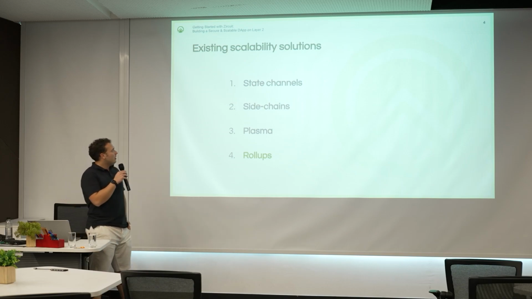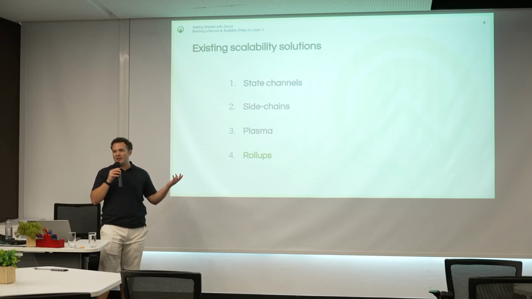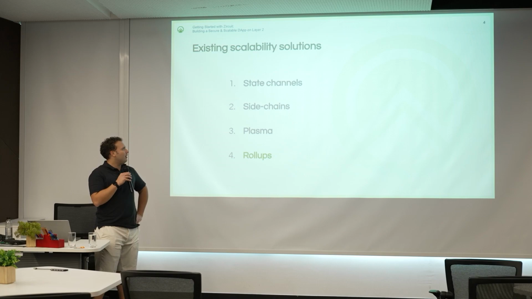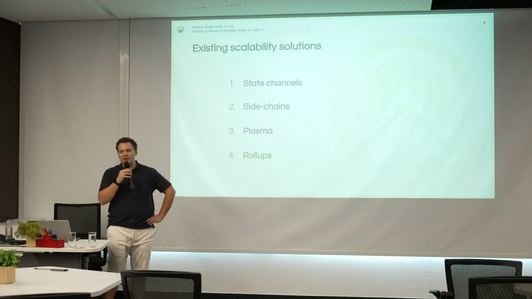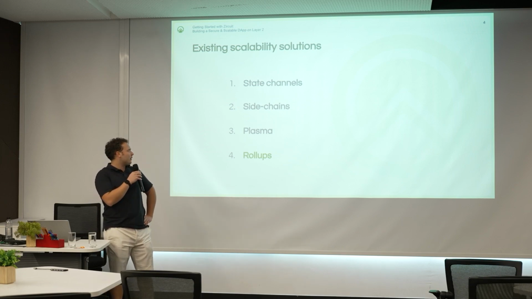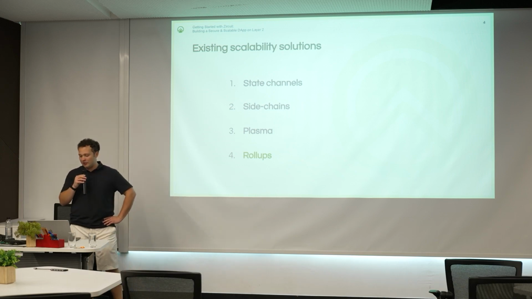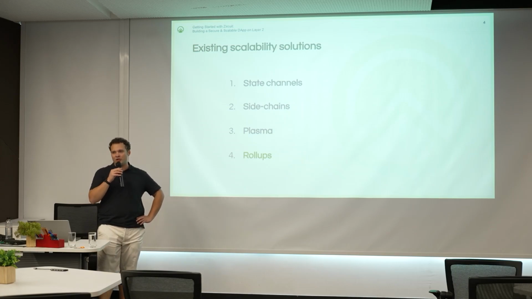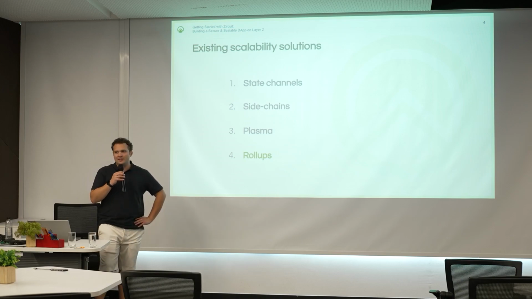Side chains also were able to scale Ethereum. The problem is that they do not inherit any security from the layer 1, from Ethereum itself. So we don't have the same security assumptions as Ethereum, which is what we would like to keep on a scalability solution. The third, Plasma, is actually able to inherit security from Ethereum and validate state transitions on chain. The problem is that the data availability is not available there.